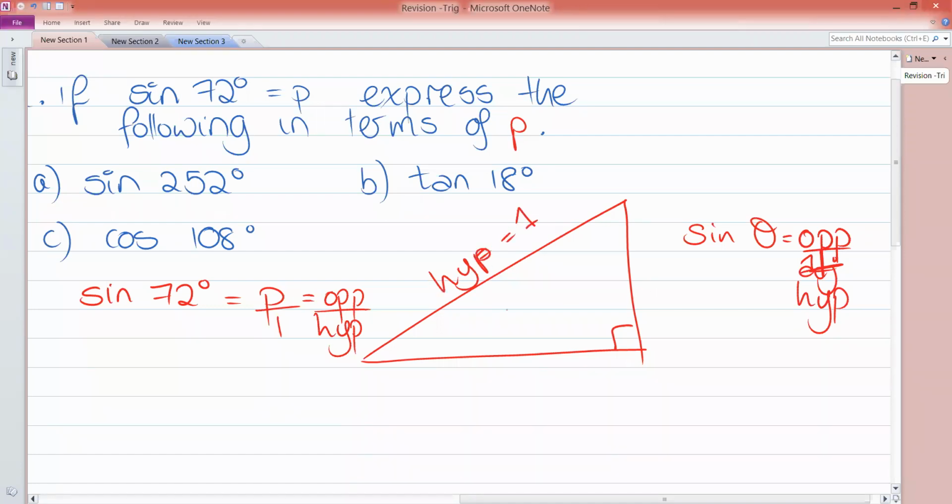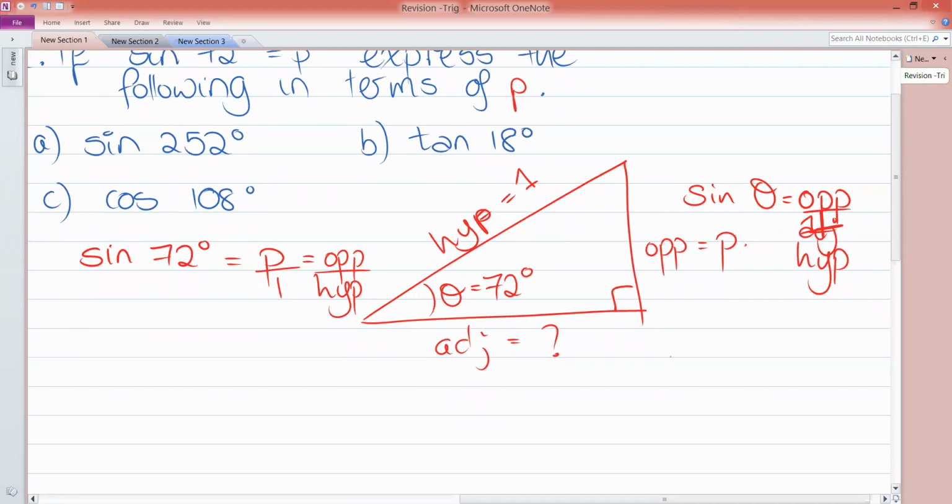The adjacent side, we don't know. This is what we need to find. The opposite side is equal to P. Our theta, they've given to us as 72. Now, first things first, we need to figure out what the adjacent side is. We're going to use Pythagoras Theorem, right? We know that the hypotenuse squared is equal to a squared plus b squared.